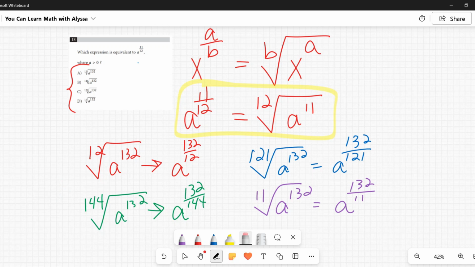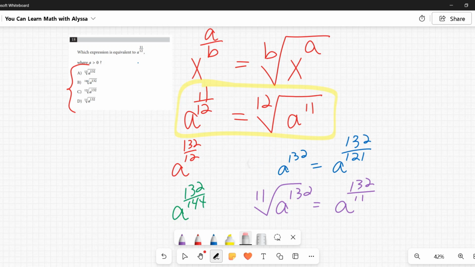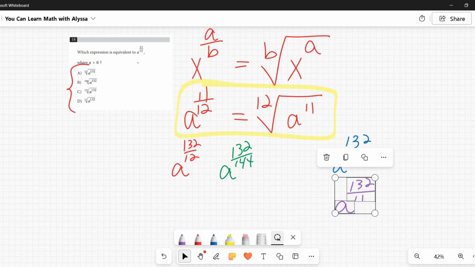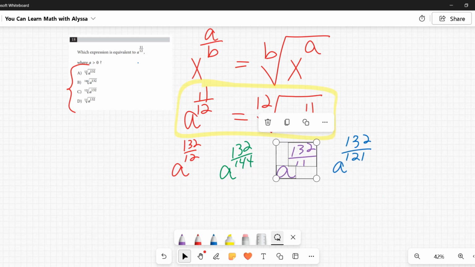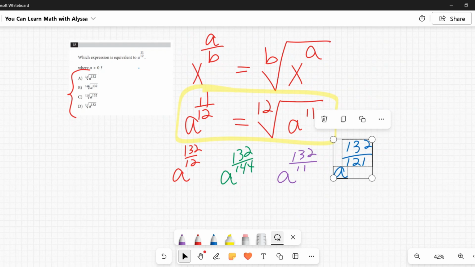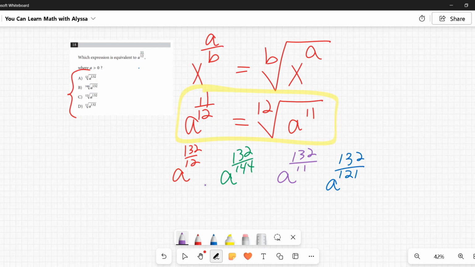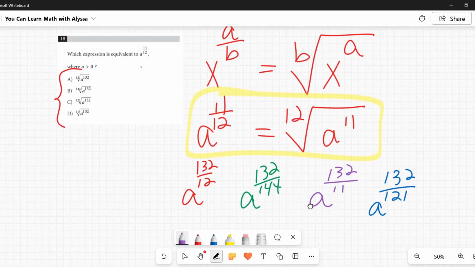Okay, so now we have our 4 fractional exponents, and we need to see which of these is equivalent to a to the power of 11 twelfths. So I'm going to get rid of my roots, so we just have our 4 little ones here. I'm going to make them all line up nice and pretty. I got there in the end. All right, there are my 4.